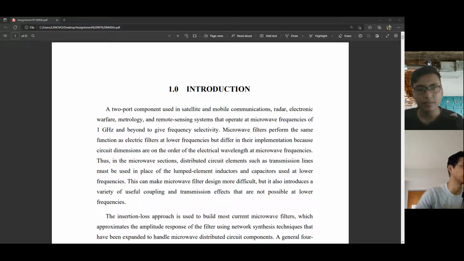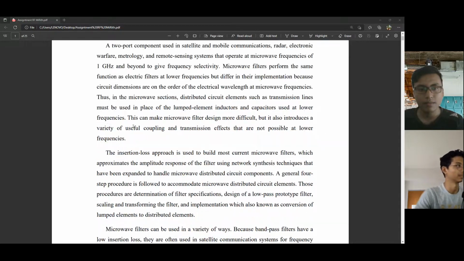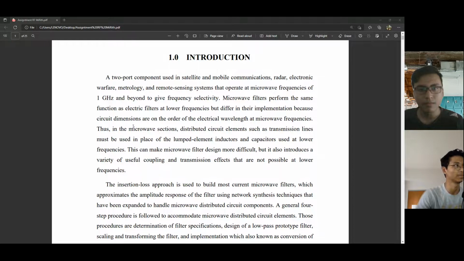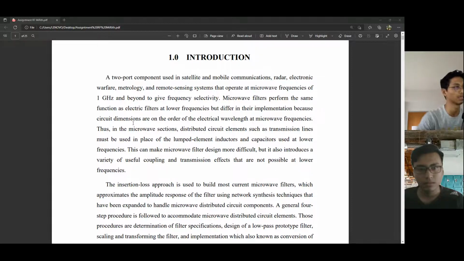Okay. So for the introduction, there are two-port components used in satellite and mobile communications, radar, electronic warfare, metrology, and remote sensing systems that operate at microwave frequencies of 1 GHz and beyond to give frequency selectivity. This microwave filter performs the same function as an electric filter at lower frequency, but differs in its implementation because circuit dimensions are on the order of the electrical wavelength at microwave frequency.